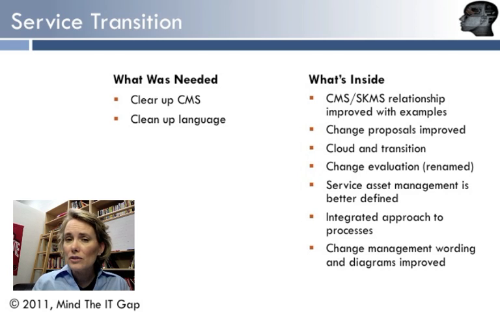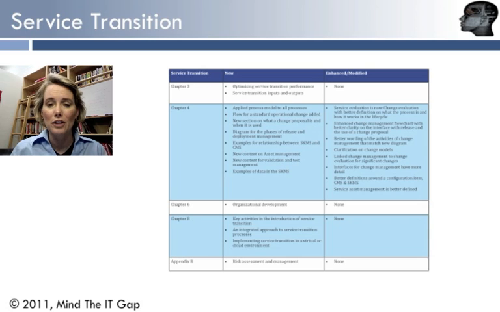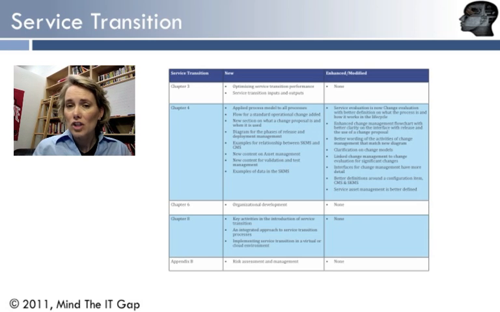We see cloud coming into the overall transition planning. The process service evaluation has now been changed to change evaluation, which was really good because when you have service evaluation in strategy and service evaluation in transition, it was a little confusing for learners. Service asset management is better defined now. We have a much better integrated approach to the processes, and we did see some improvement in the wording of the change management process as well as a new diagram showing the flow. So about the same amount of change here in transition as we saw in service design.